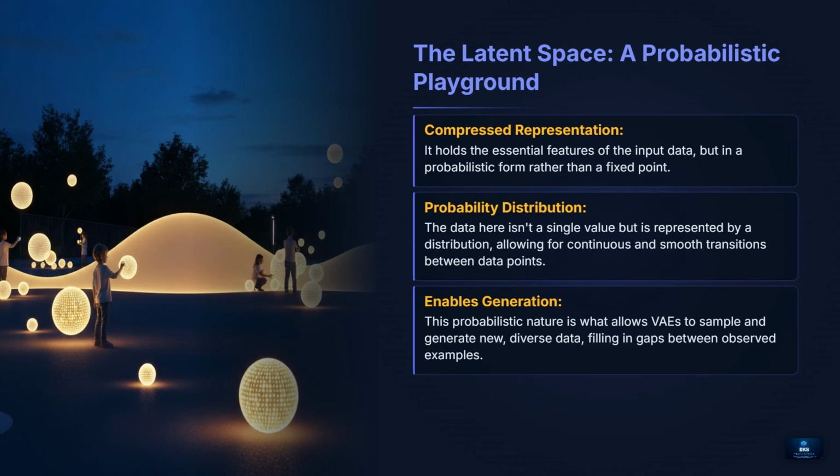The latent space in a VAE is a bit different. It's not just a compressed version of your data, it's a compressed probabilistic representation. Think of it as a smooth, continuous landscape where similar data points are close together, and you can sample from anywhere to generate new variations. This is vital for its generative capabilities.